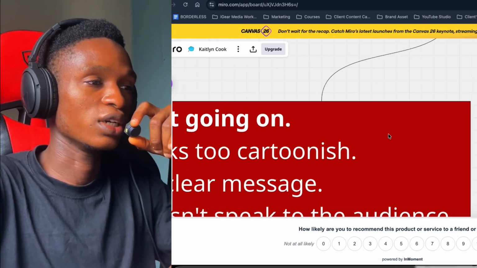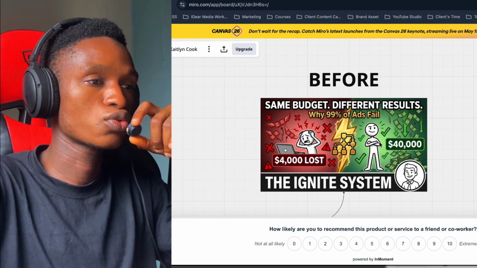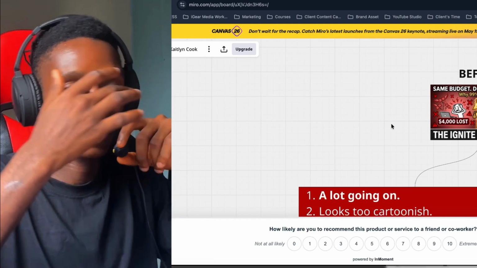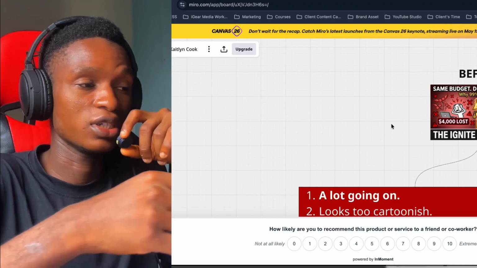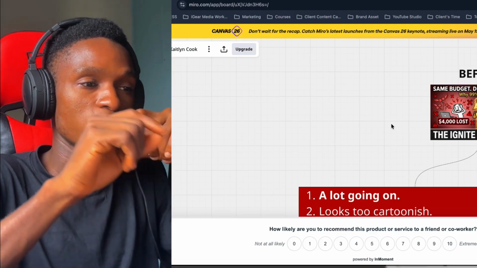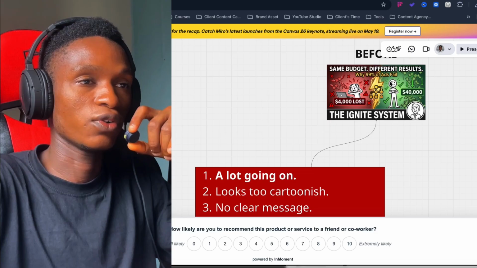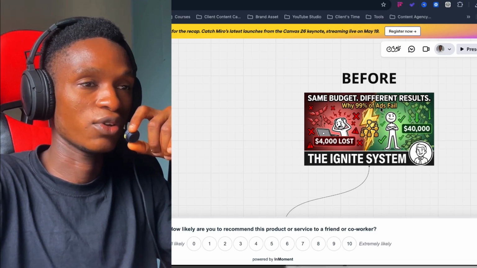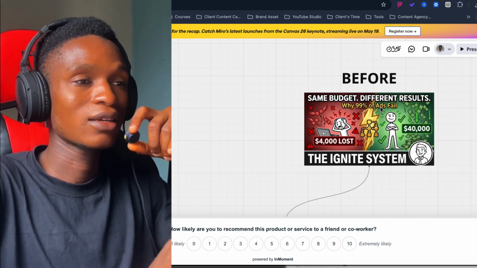A lot is going on there, and then the thumbnail itself actually looks too cartoonish. It looks like a cartoon. I already said that it doesn't matter whether you designed your thumbnail with AI or you did it yourself using Photoshop, Canva. It doesn't matter. If you do not understand or follow the principles, you would not get the results. So this actually looks too cartoonish for a business video. The title of this video is "Why 99% of ads fail." So it is a professional video targeted at business owners.